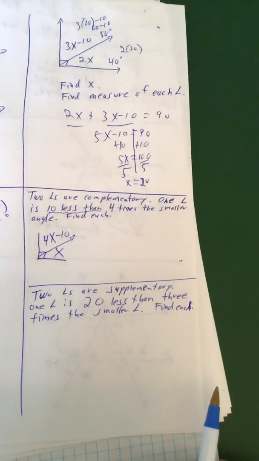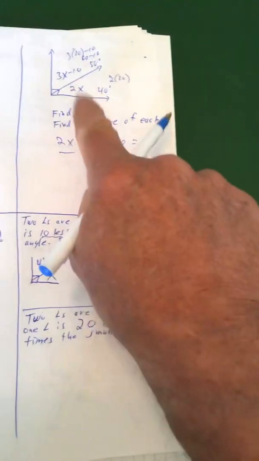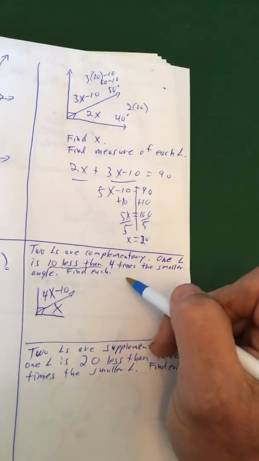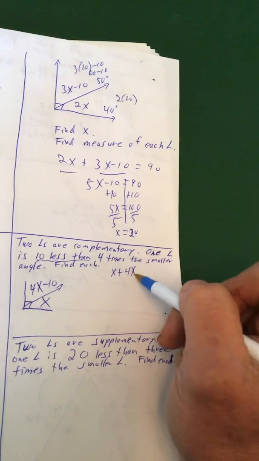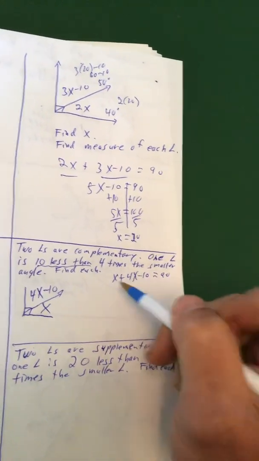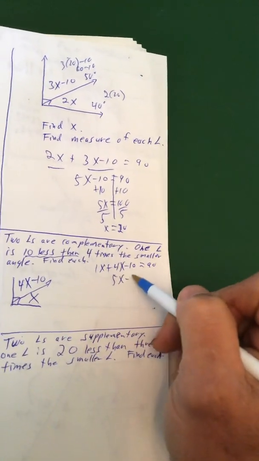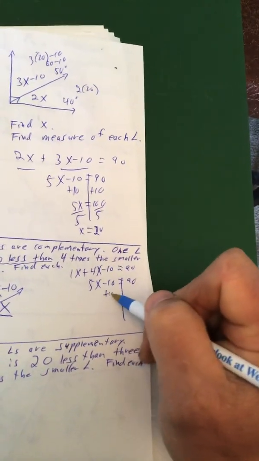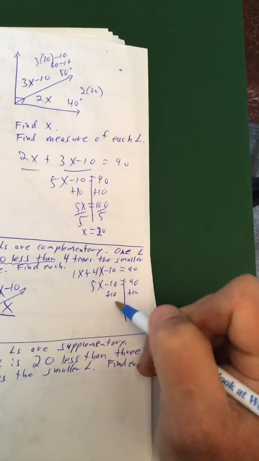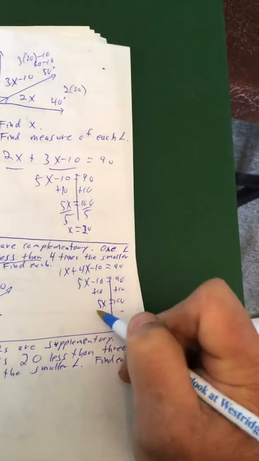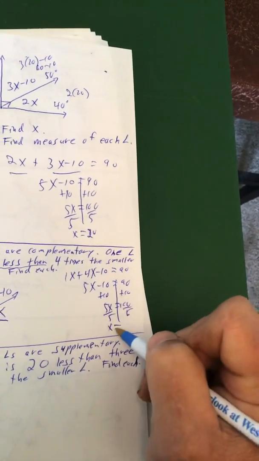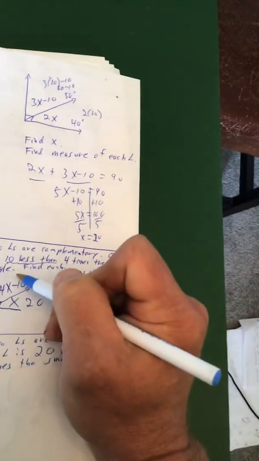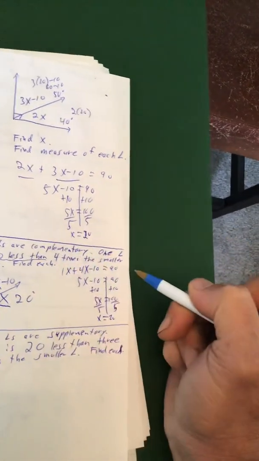Right, so if you didn't get to there, now finish it. It's just like this, so go ahead and finish this. So x plus 4x minus 10 is 90, put a 1 there. That's 5x minus 10 equals 90, and you're adding 10, divided by 5, x is 20. So this is 20 degrees, so that means this one better be 70 degrees.